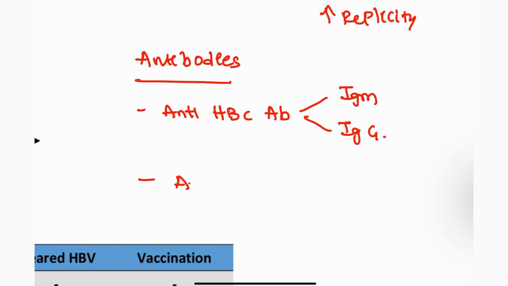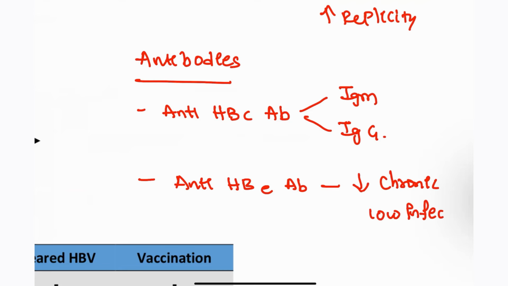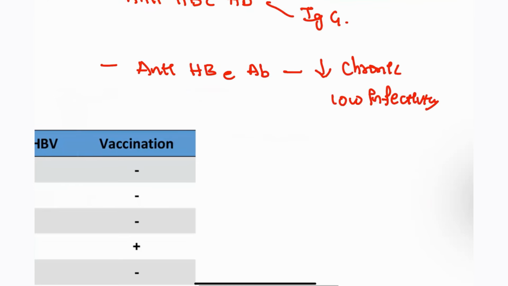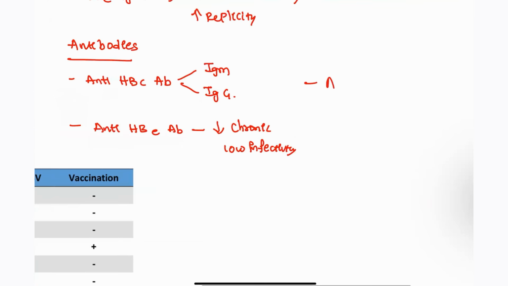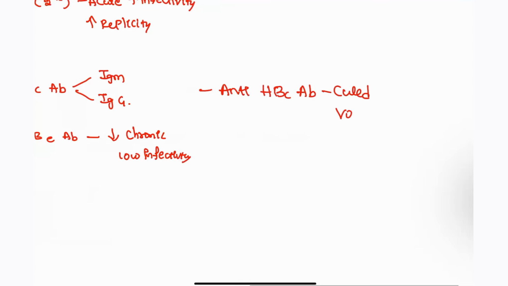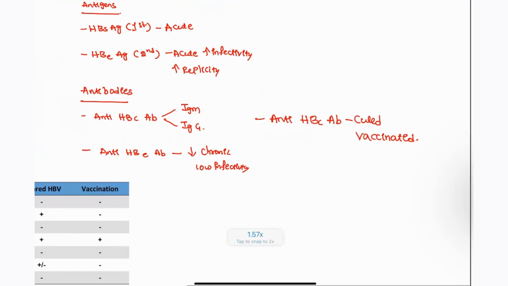Next, anti-HBe antibodies. That means the infection is decreased. This is chronic with low infectivity and low replicity. Next, anti-HBs antibodies. That means the patient is already cured or likely vaccinated. This is how the antibodies and antigens will be seen.